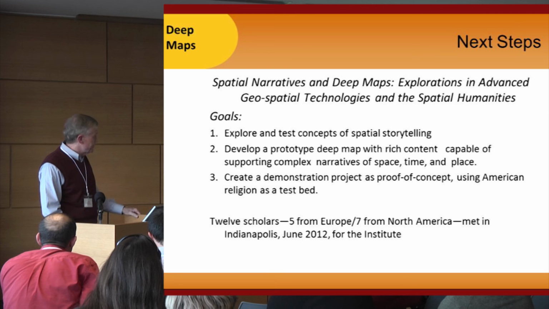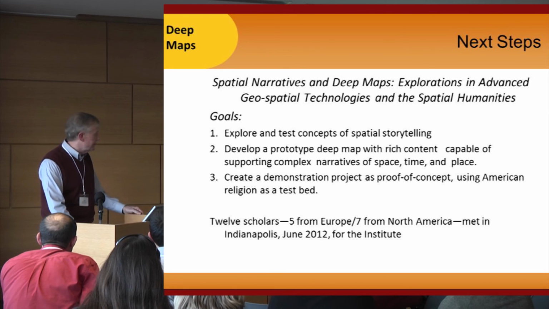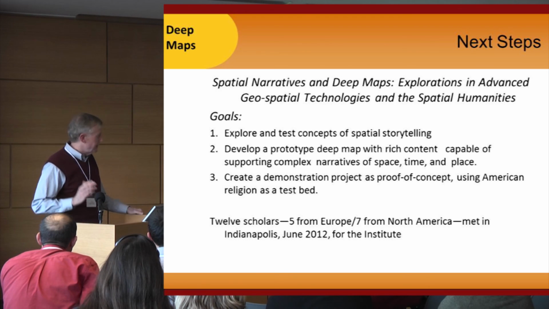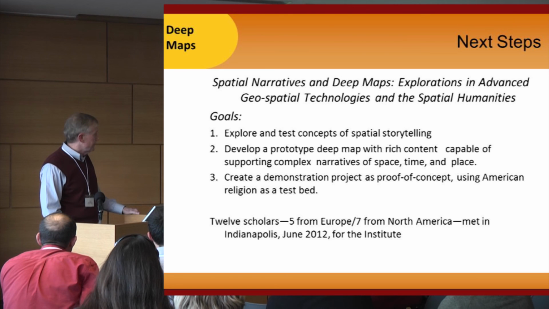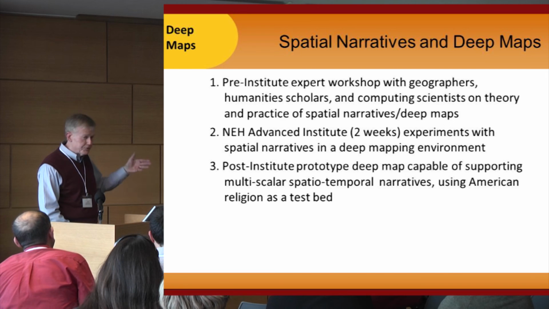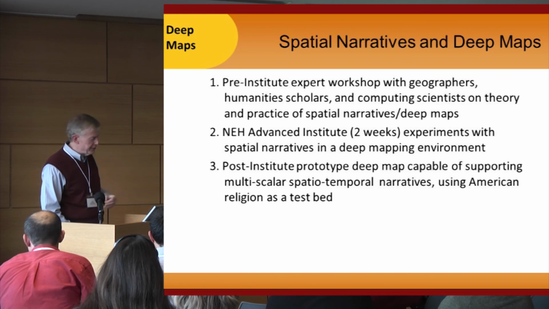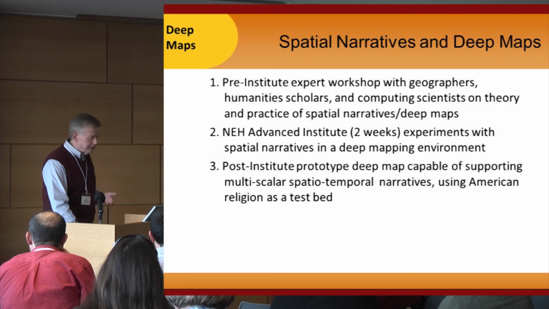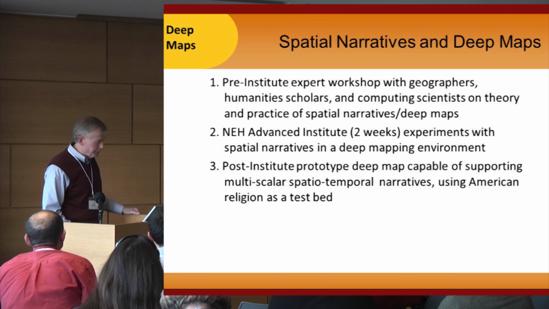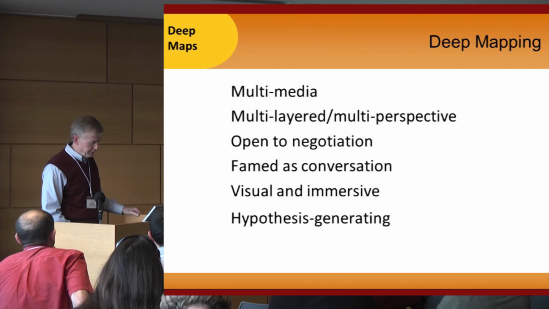In fact, we began this summer as we had 12 scholars, 5 from Europe and 7 from North America, that met in Indianapolis for a summer institute that we put on. Ian was one of our guest lecturers for that. And what we have done is we've used this as a way of pulling together geographers and humanities scholars and computing scientists to think with us about how we create a deep map and how we can build a prototype that tests whether or not deep map has meaning for a humanist.